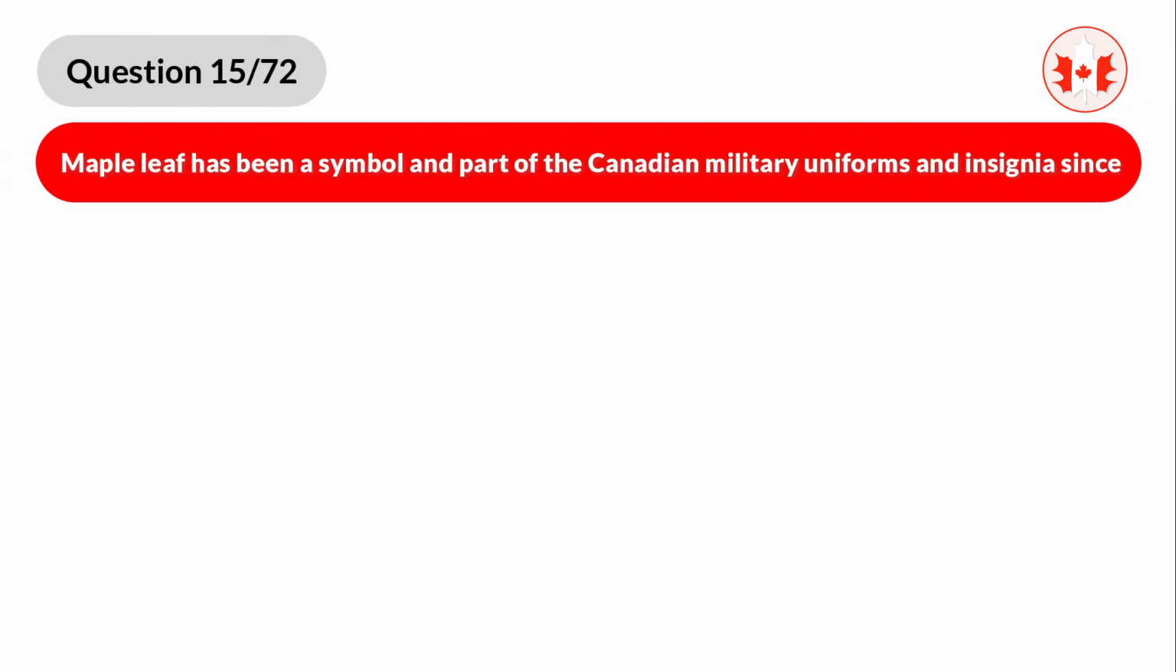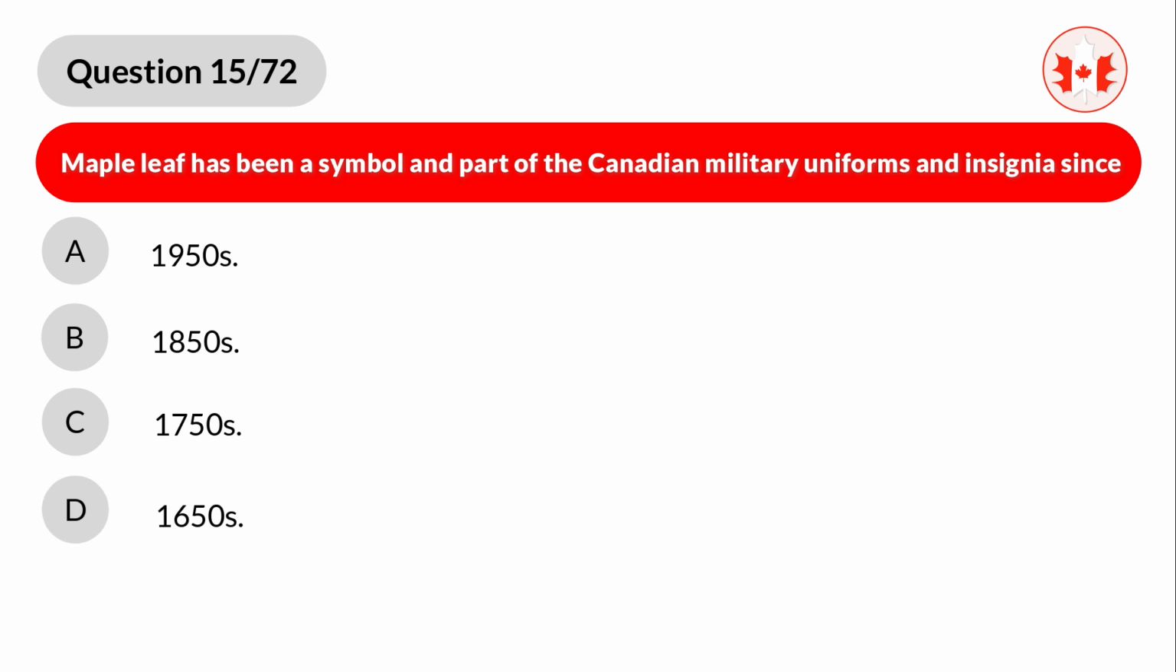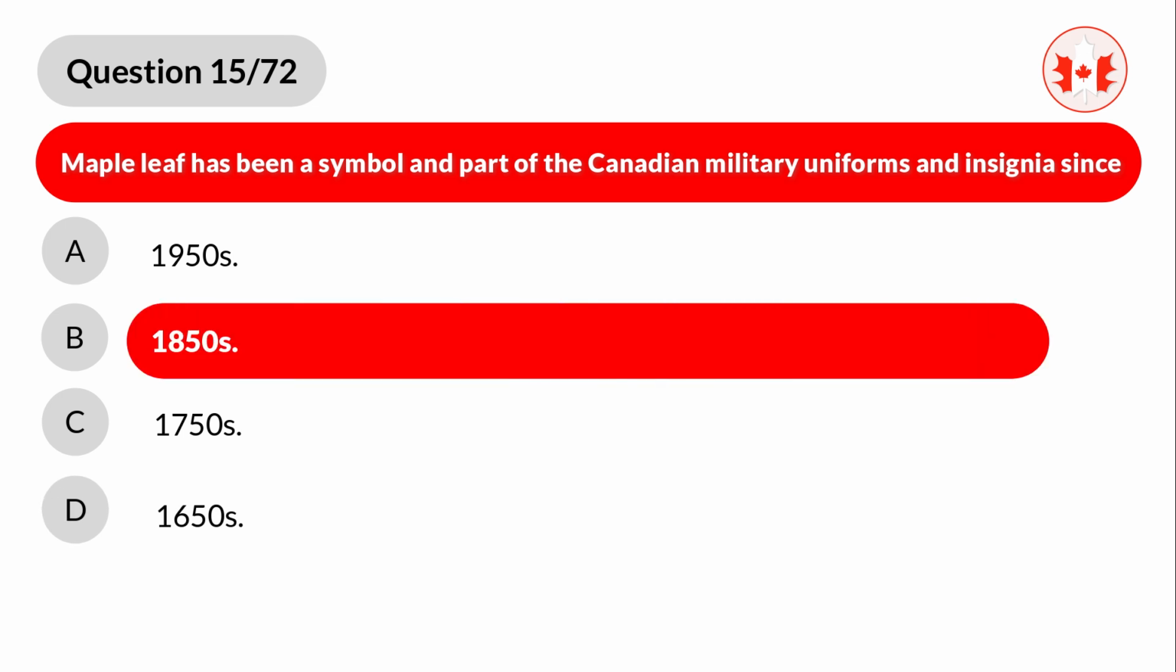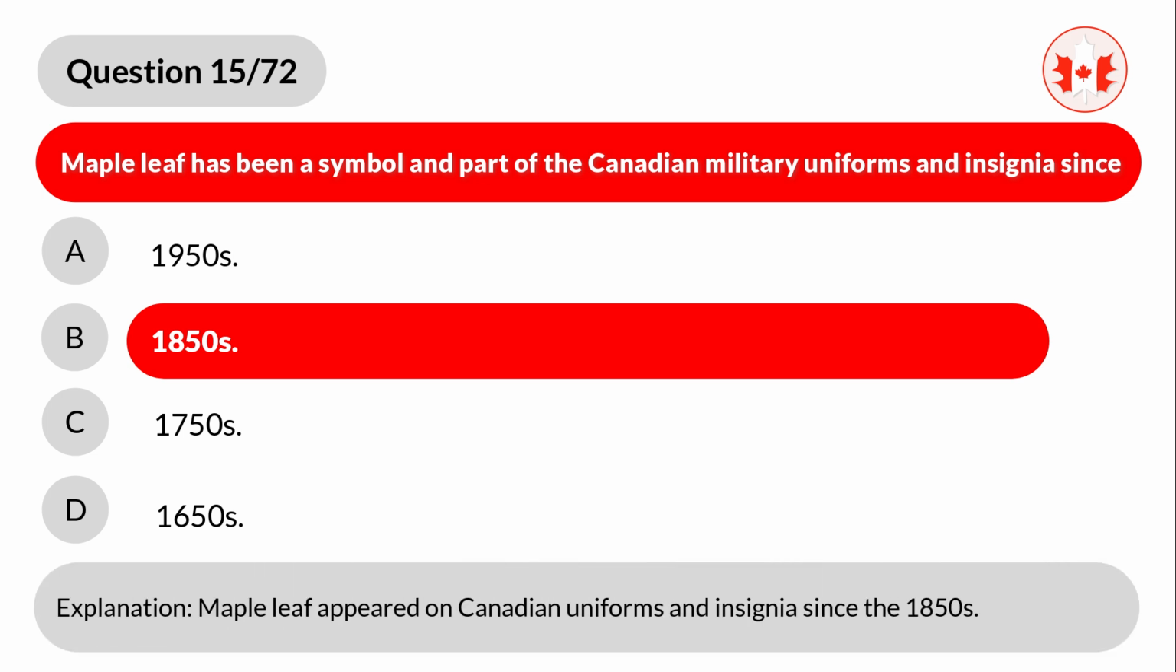Question 15. The maple leaf has been a symbol and part of the Canadian military uniforms and insignia since: A. the 1950s. B. the 1850s. C. the 1750s. D. the 1650s. The correct answer is B. The 1850s. Explanation: the maple leaf appeared on Canadian uniforms and insignia since the 1850s.